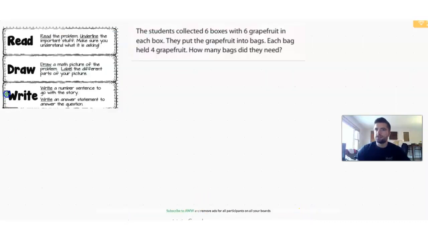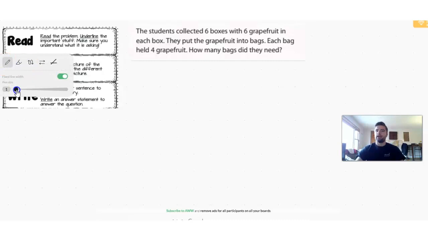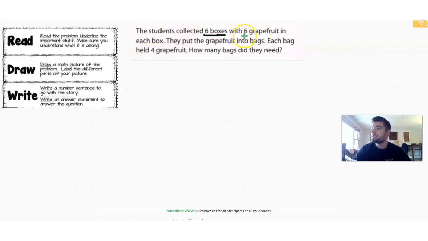Alright, so we are back at it with this read, draw, and write strategy today. And the first step is simply to read the problem. So let's do that. And we're going to underline the important stuff as we read together. So it says, the students collected 6 boxes with 6 grapefruit in each box. So I underlined what I thought was important there that we might have to use later. They put the grapefruit into bags. Each bag held 4 grapefruit. How many bags did they need?